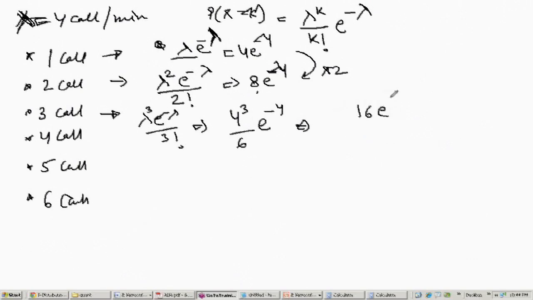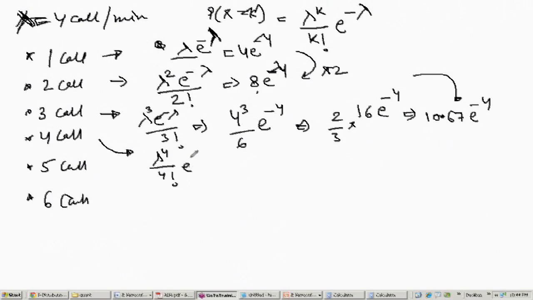So you will be getting 16 e to the power minus 4. Okay. You have 2 by 3, so you have 2 by 3 into 16. So this is still, I can say how much? Roughly 10.67 e to the power minus 4. Again it has increased. It has increased from the previous case.